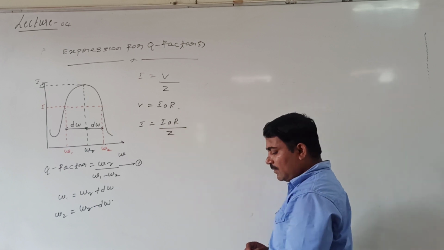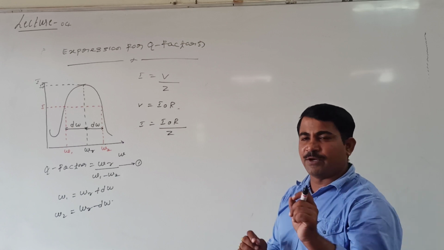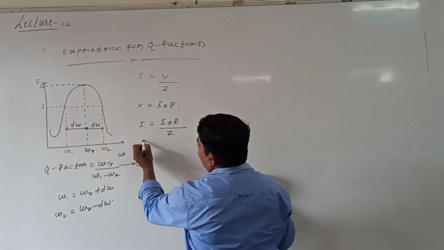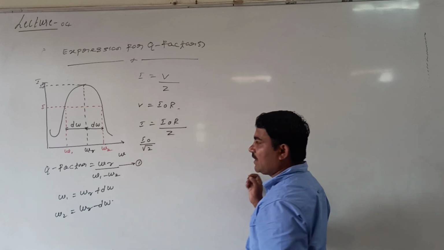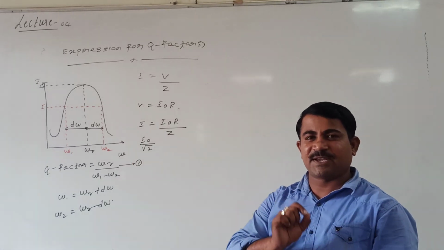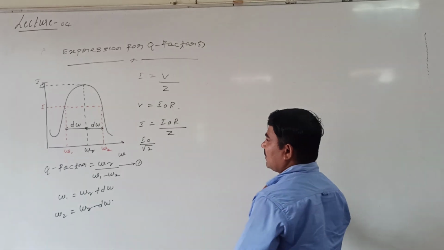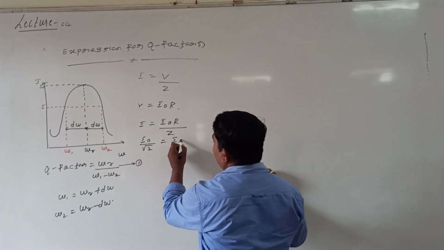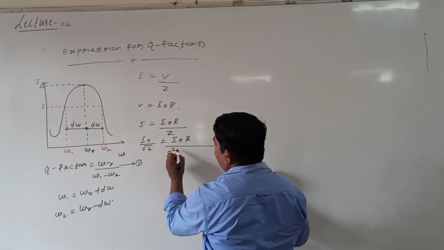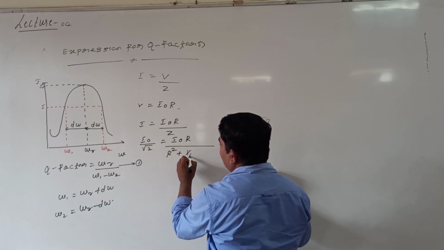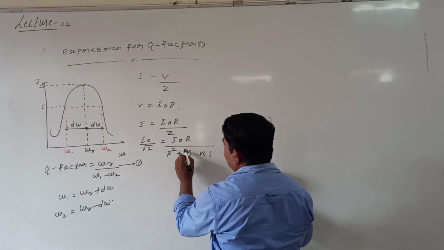Look at me. In between the peak value and the RMS value, we know the relation. See here. We know the relation I is equal to I naught by root 2, because V is equal to V naught by root 2, E is equal to E naught by root 2, like this. Then I naught keep the same, R also keep the same. What is the Z value? Z value is equal to the square root of R square plus XL minus XC whole square.